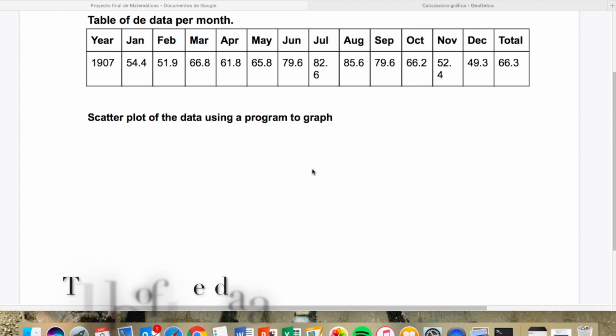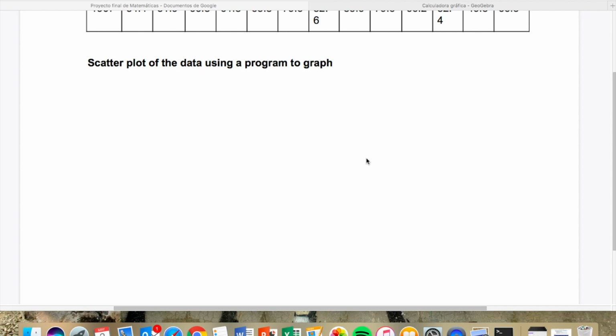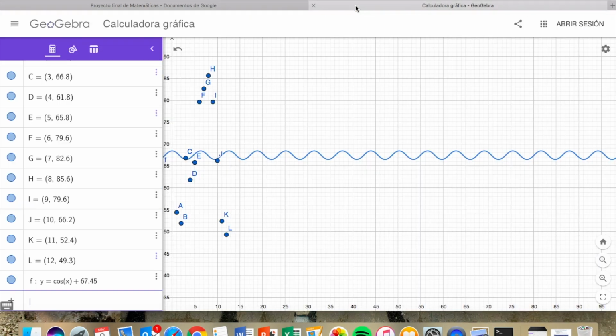I'm going to show you how to make a table of the data per month and a scatter plot. We need to make a table of the data per month. These are the months and the temperatures that we need. And to make a scatter plot of the data, we need to use a program to graph and feed the months and the temperatures like this.